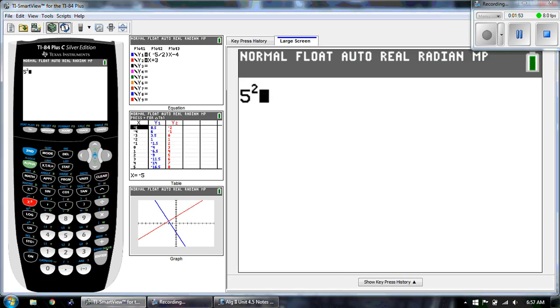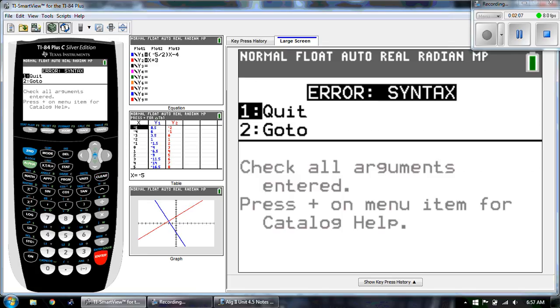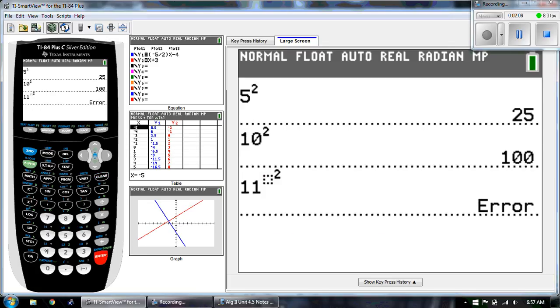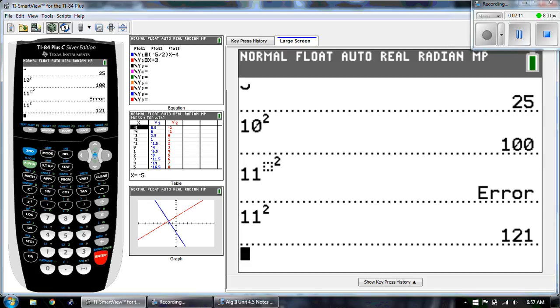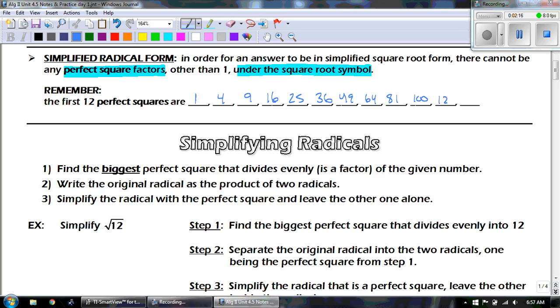Oh, what was 5 squared again? Okay, I think we just did 10 squared. Now we're doing 11, nope, not that one, 11 squared. Oh, that's all messed up. Nope, come on, Mr. Grice. There it is, it's 121, and I did it wrong. 11 squared, there it is. Okay, it's early, give me a break. And then 144.